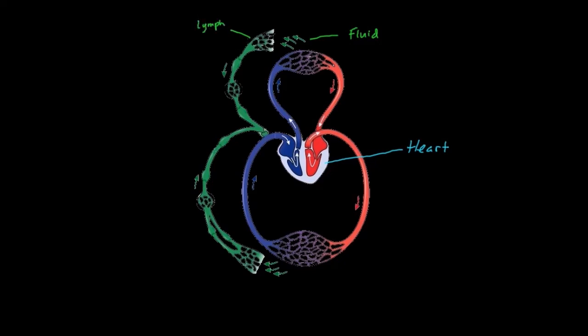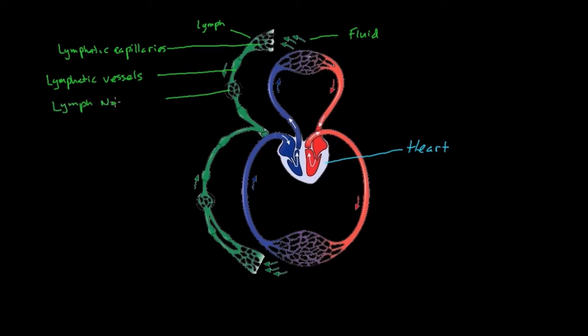And that lymph is picked up by these structures here called lymphatic capillaries. And merging lymphatic capillaries form larger structures called lymphatic vessels. Along the pathway of lymphatic vessels, you have structures that clean the lymph called lymph nodes. And then merging lymphatic vessels form larger vessels called lymphatic ducts. And lymphatic ducts return, or recycle, lymph back to the cardiovascular system through veins.